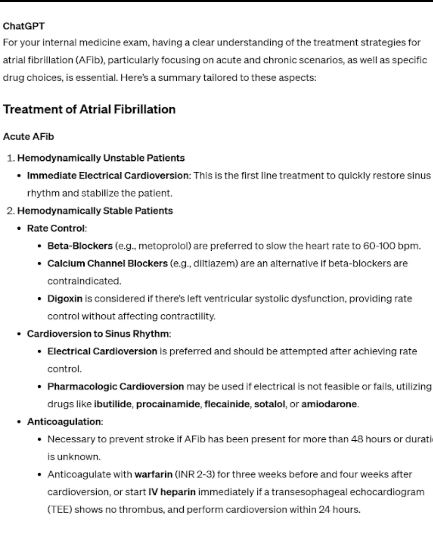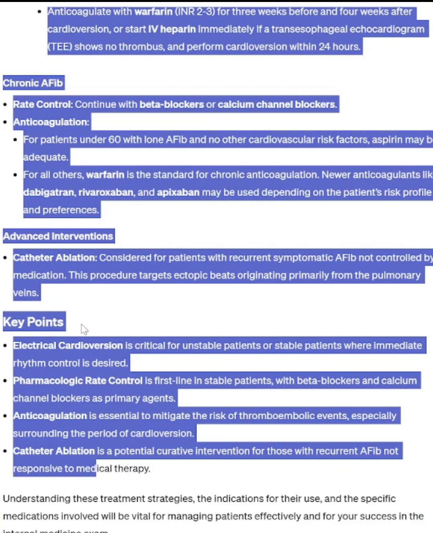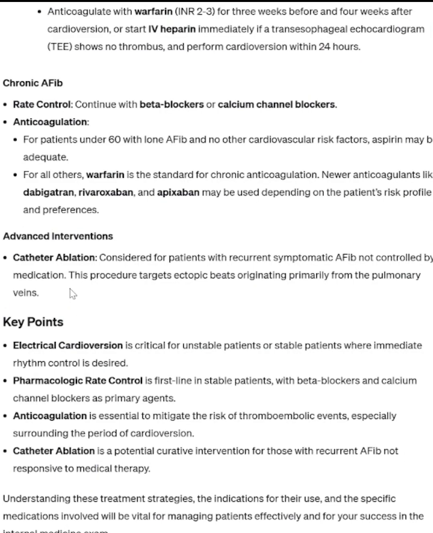Chronic AFib. Rate control: continue with beta blockers or calcium channel blockers. Anticoagulation: for patients under 60 with lone AFib and no other cardiovascular risk factors, aspirin may be adequate. For all others, warfarin is the standard for chronic anticoagulation. Newer anticoagulants like dabigatran, rivaroxaban, and apixaban may be used depending on the patient's risk profile and preferences.